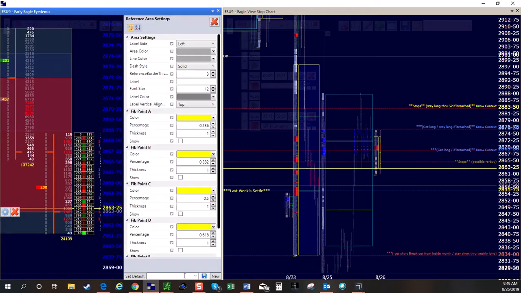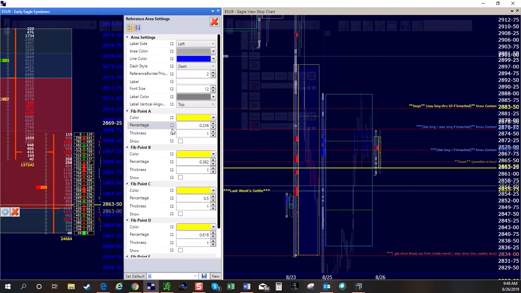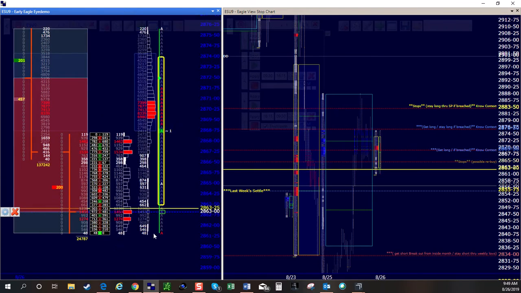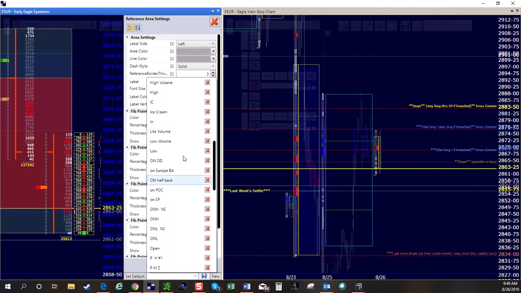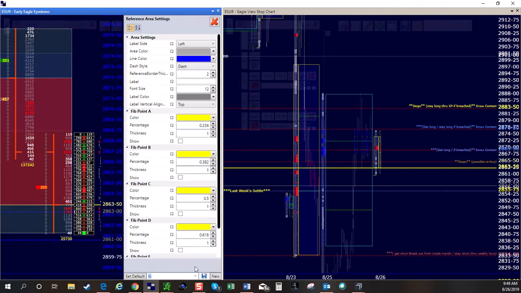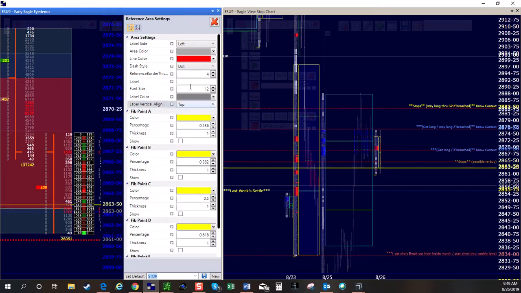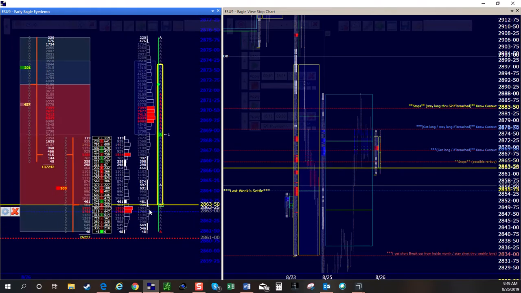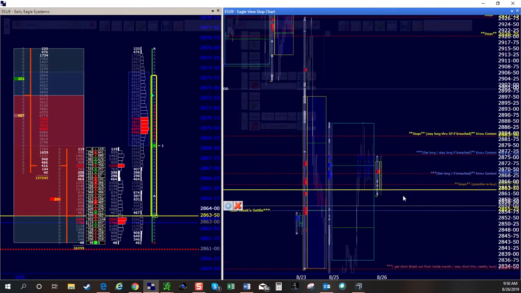Blue line will represent my entry. Red line will represent my initial stop. I've taken a long on 2 contracts. I am monitoring the trade.